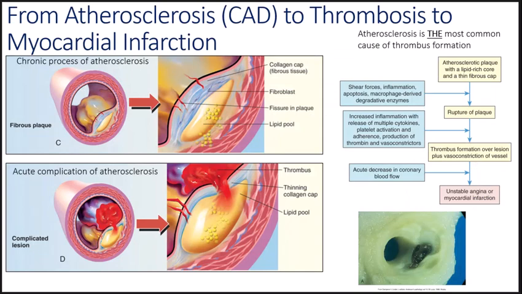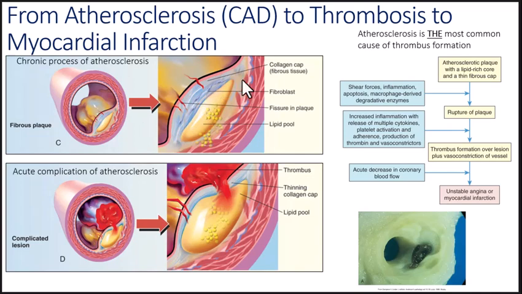All right, because we know atherosclerosis is the most common cause of thrombus formation, let's look at some of the acute effects of atherosclerosis, where we have the development of a clot and there is then a risk of a myocardial infarction. We know, based on our in-class lecture, that an atherosclerotic plaque is going to have this lipid-rich core and this thin fibrous cap. So here's the lipid-rich core and then this fibrous cap.